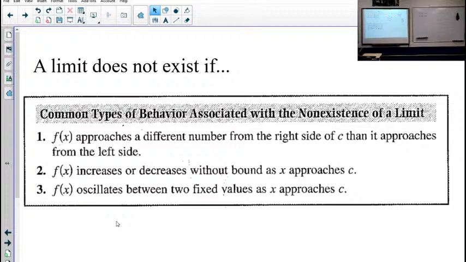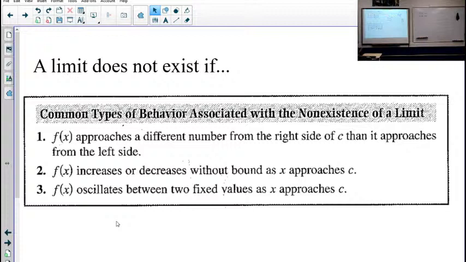Number 2, f of x increases or decreases without bound as x approaches c. If you're saying what number do we get closer and closer to, and the answer is something like infinity, well, infinity is not a number. Limit's got to be a number. And then, f of x oscillates between two fixed values as x approaches c. So if you can't tell what y value we're getting closer and closer to, then the limit can't exist. Okay. We're going to look at examples of each of these three things.